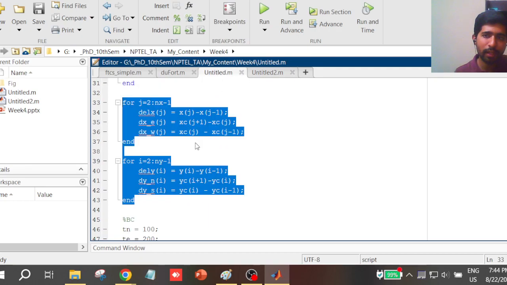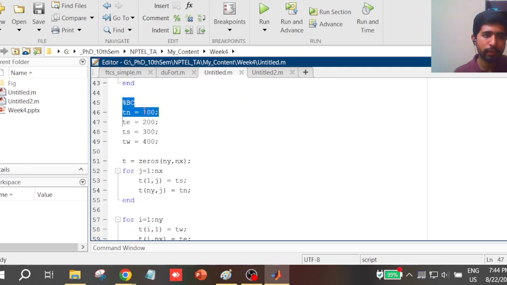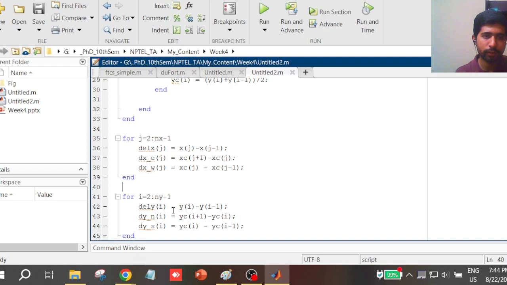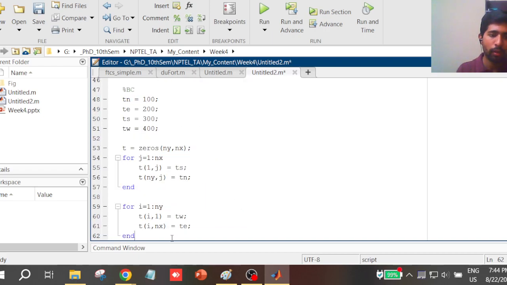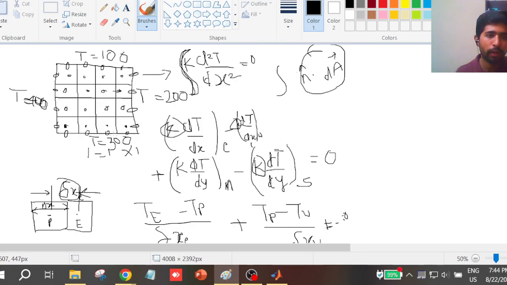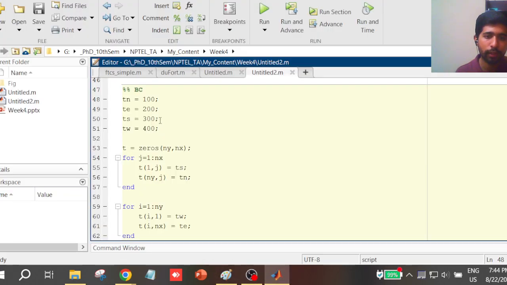Now once this is done, your code is done. Then just boundary conditions I am writing here. These are just the boundary conditions for the indexes. So t north, east, south and west, I have defined it here, right? 100, 200, 300 and 400. I have written it down like this. So now I am assigning them.